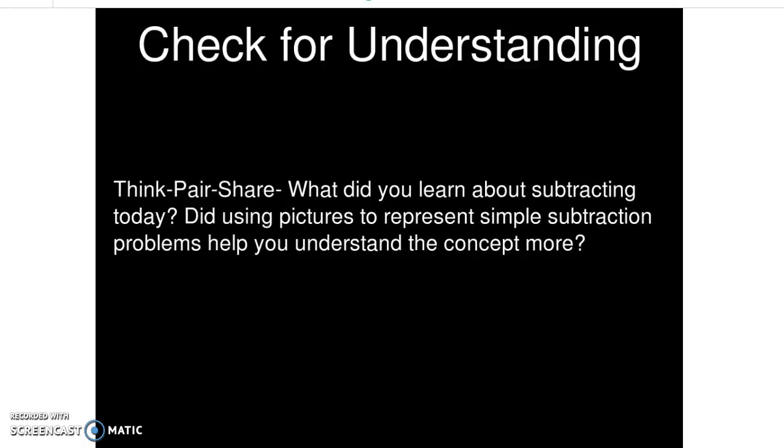To check that they are understanding the concept and that they are doing their work correctly, I would ask them questions like, what did you learn about subtracting today? Did using the pictures to represent simple subtraction problems help you to understand the concept more? Just little questions like that would help me understand where they stand with the concept.